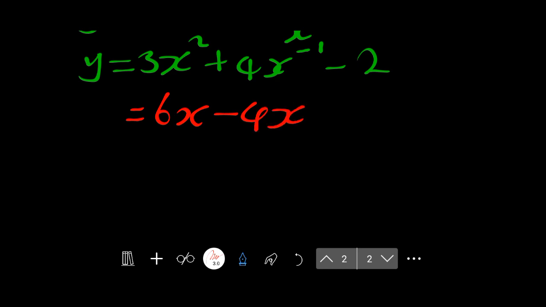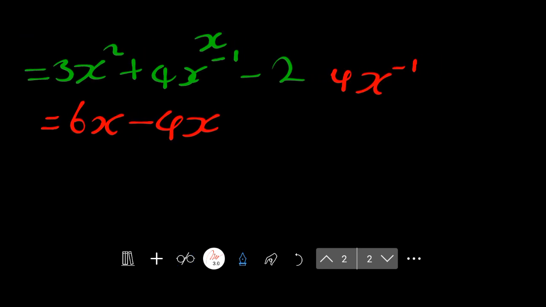Since we are taking away 1 from negative 1, taking away simply means you subtract, okay? Then you subtract, since we have 4x to the power negative 1, and when we take away 1 from it, we have negative 1, which simply means we have minus 4x to the power negative 2.